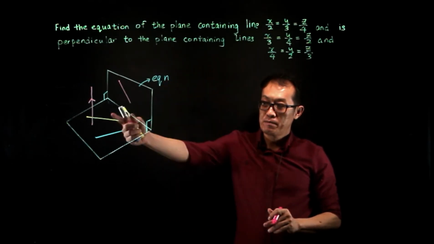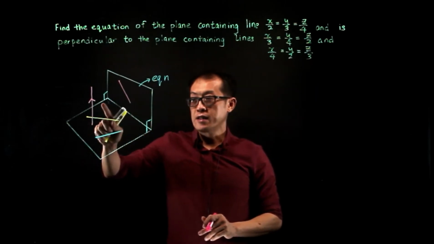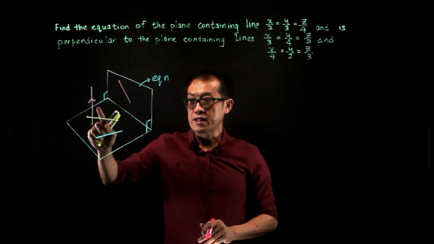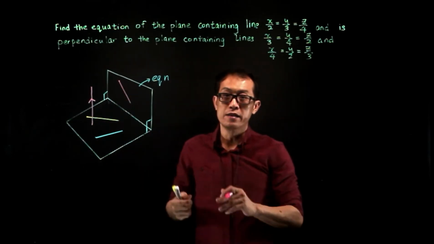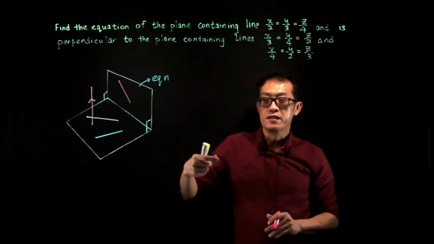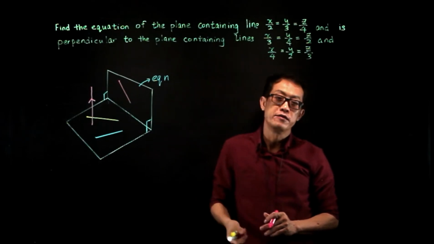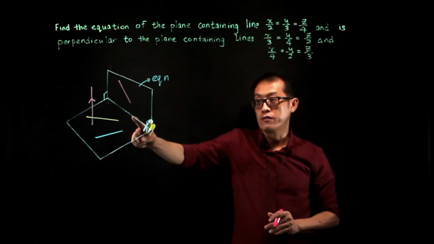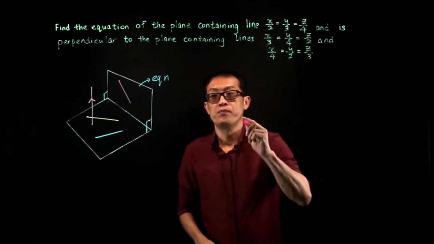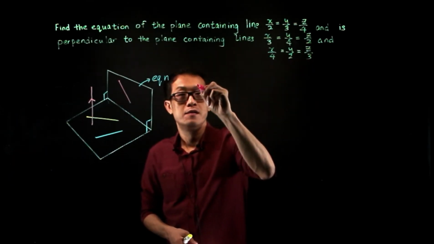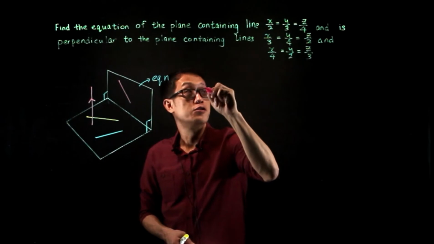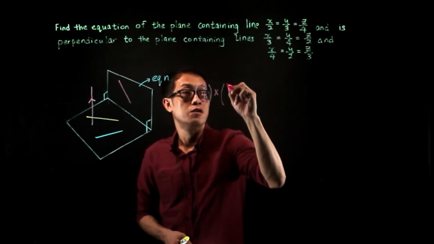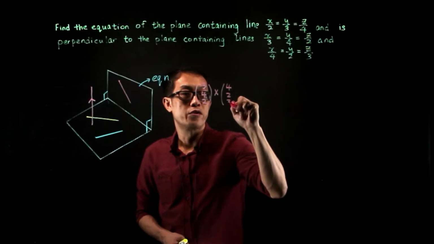Now you have a line on a plane and another direction, a vector that is parallel to the plane. The plane is already defined, so you can get the equation of the plane. So let us do the cross product of these two direction vectors. 3, 4, 2, cross 4, 2, 3.